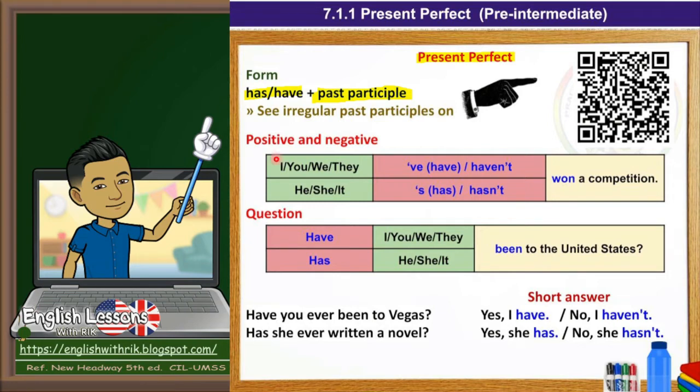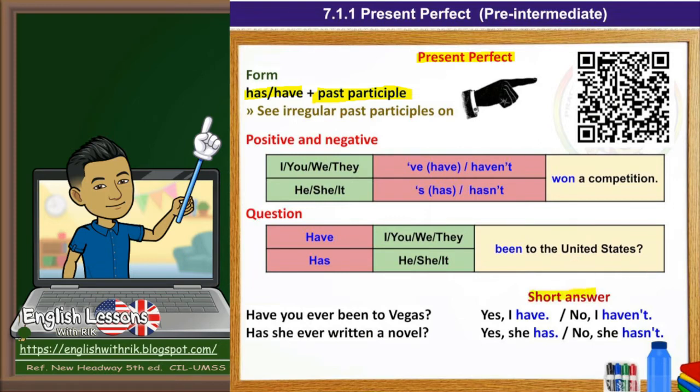Positive and negative. I've won a competition. You haven't won a competition. He's won a competition. She hasn't won a competition. Question. Have you been to the United States? Has he been to the United States?